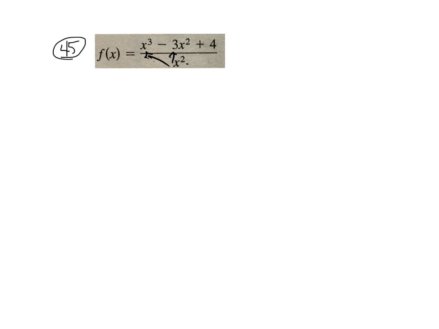A lot of the times we have to manipulate the way it looks in order to work with it. So f of x is going to be equal to what? What's x cubed over x squared? X. And then what's negative 3x squared over x squared? Negative 3. And then I now have 4 over x squared. However, I really don't want to think of it that way. How do I actually want to think of it? 4x to the negative second. There we go. That's how I rewrote it.